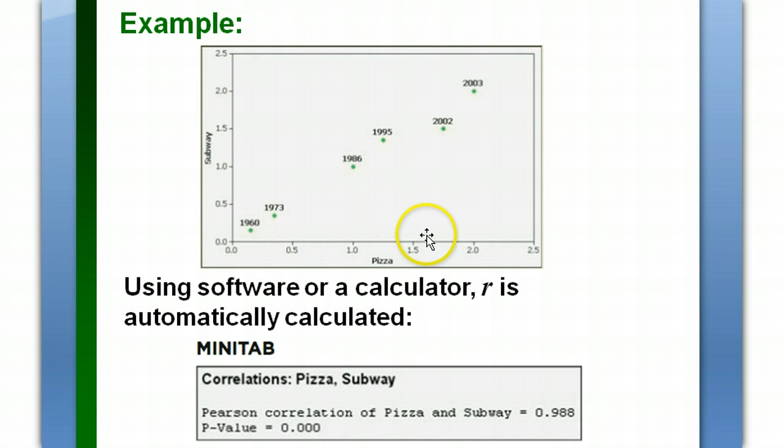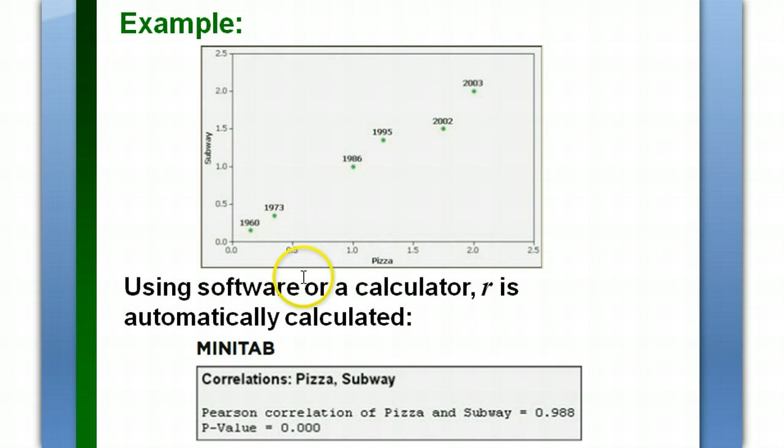Alright, so this isn't different years, okay? The dot itself represents the year, okay? So in 1960, it looked like a slice of pizza was less than 50 cents, and the cost to ride the subway was also less than 50 cents. So that's where these 2 points are meeting.